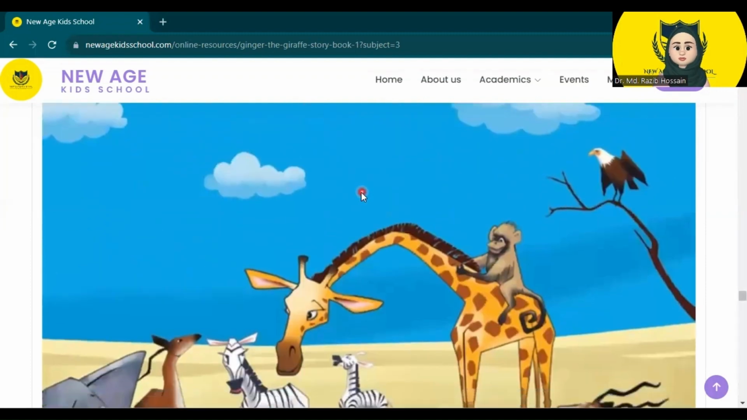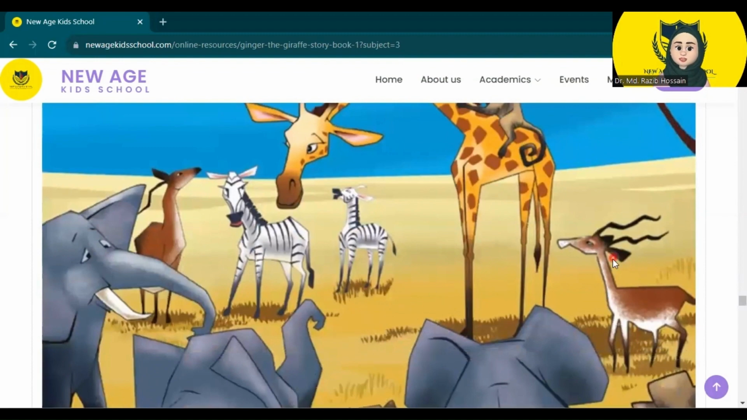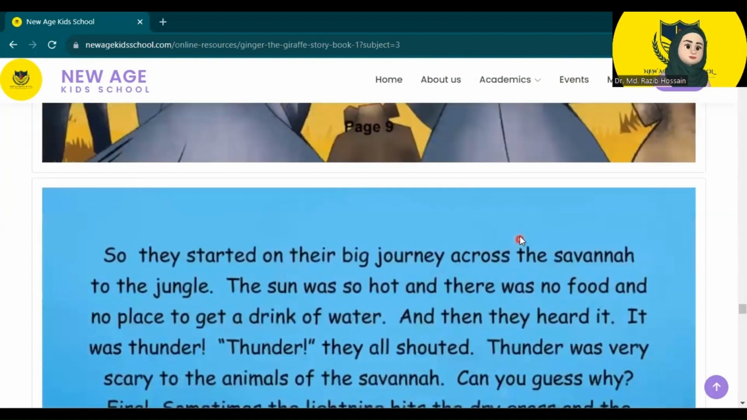Now, let's move on to next page. See how all the animals are gathered here? Page number 10.